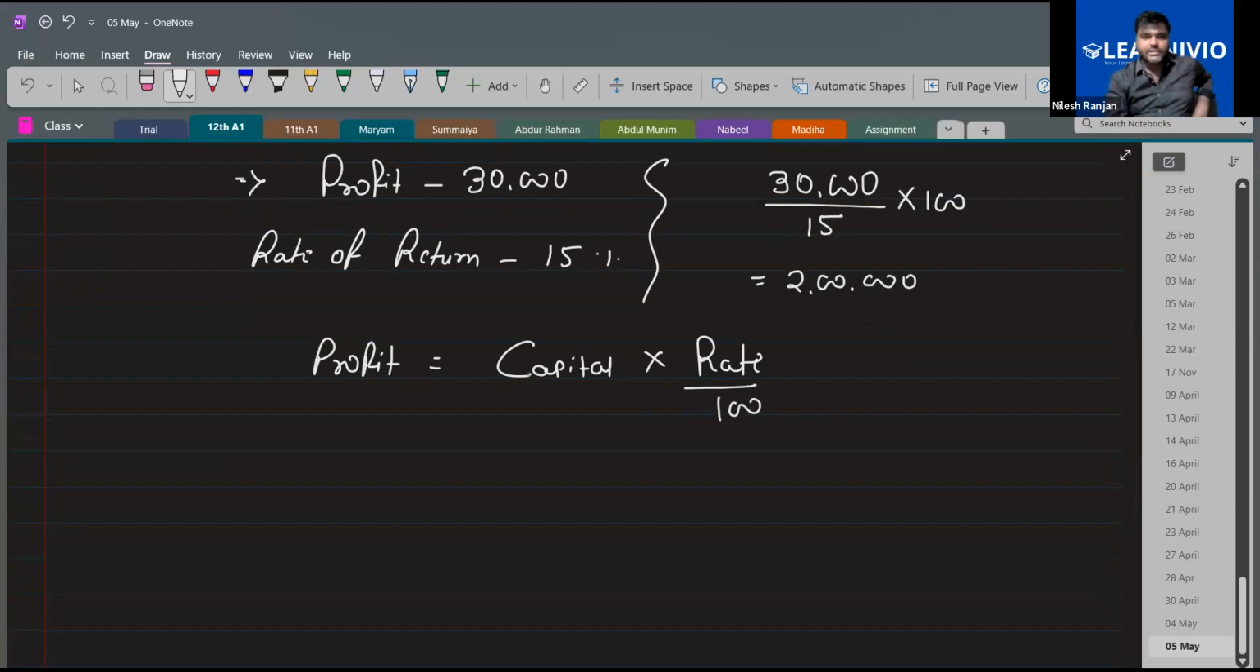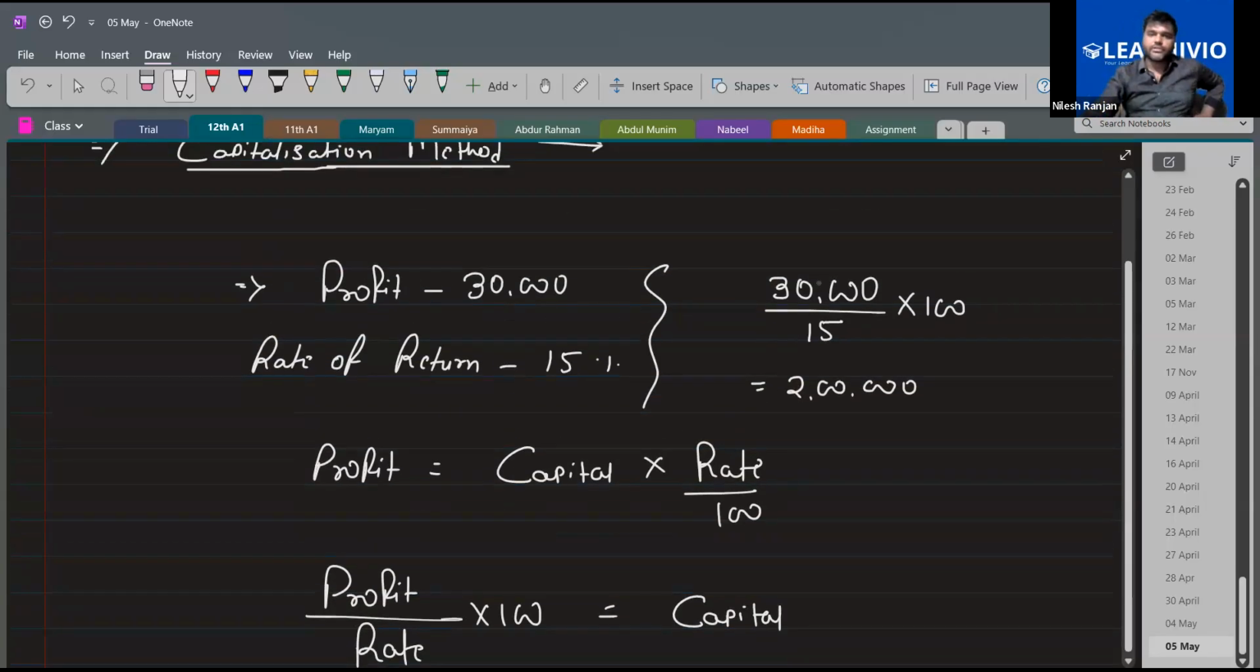And if it is this, rate by 100, so leave the capital on this side and rate by 100 will go on the other side. So the amount will be reversed. 100 will go up and rate will come down. So profit divided by rate into 100 equals capital. So this is what I have done here, 30,000 divided by 15 into 100.